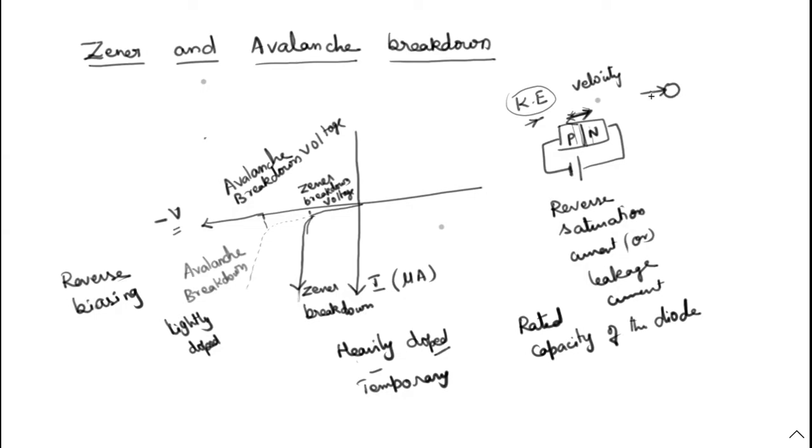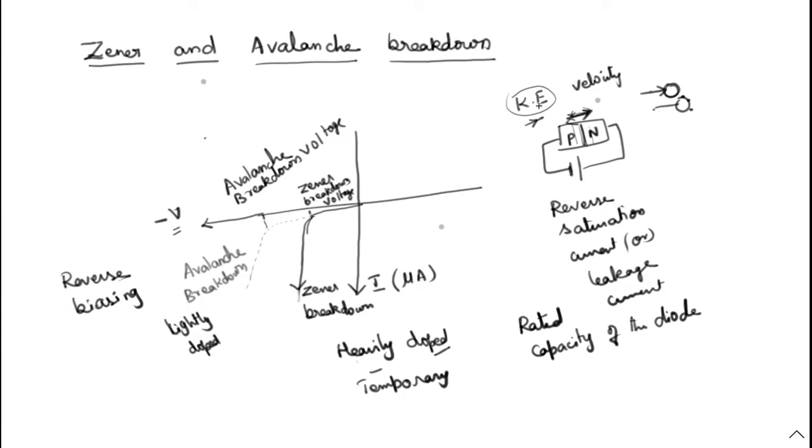So if it is colliding with other atoms, it transfers its energy to the atom. At that time the electrons in the atoms gain the energy and then come out of the atom. So more and more free electrons and charge carriers will be created. So with a high electric field, a high reverse current will be produced. Because of this current, the avalanche breakdown mechanism occurs in the diode.